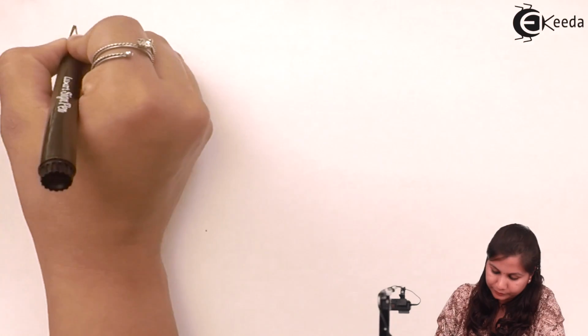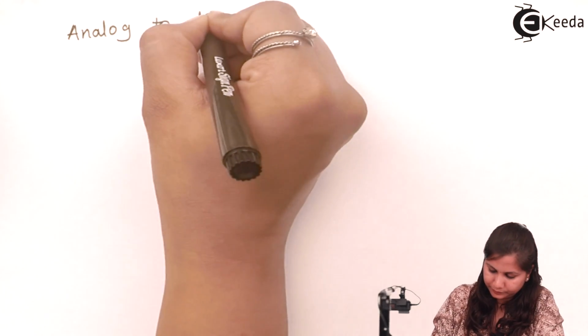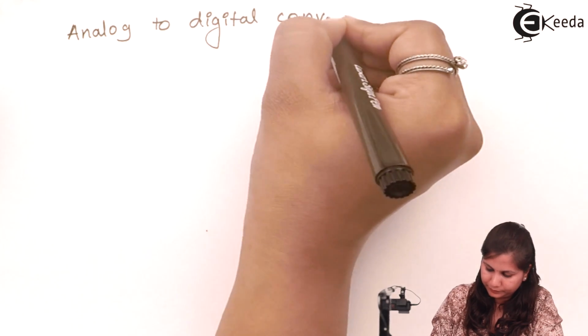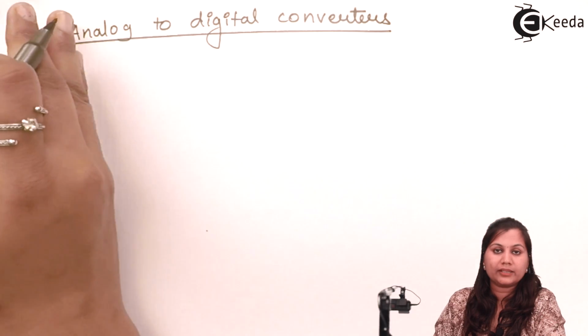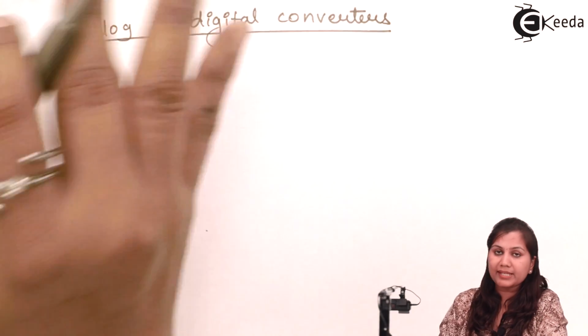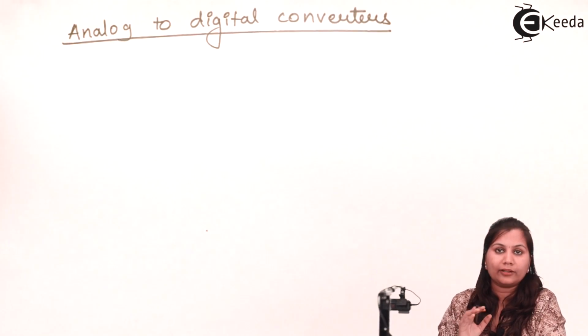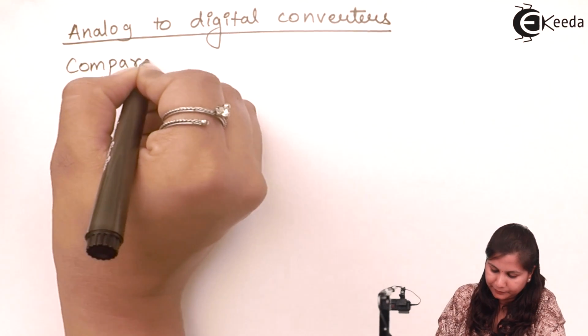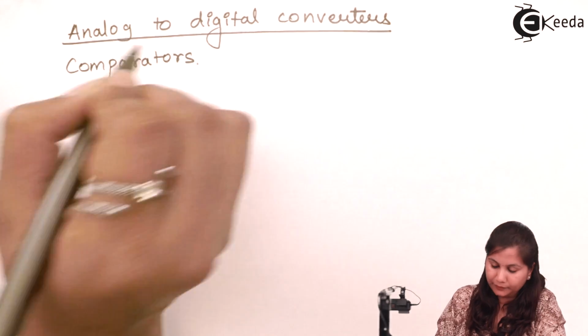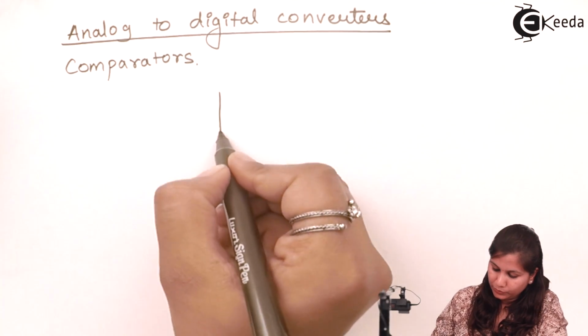Now come the A2D converters, that is, analog to digital converters. Let's see how they convert the analog signal into a digital signal. These converters convert analog signals into digital signals. The best example of an analog to digital converter is the comparator. What do comparators do?